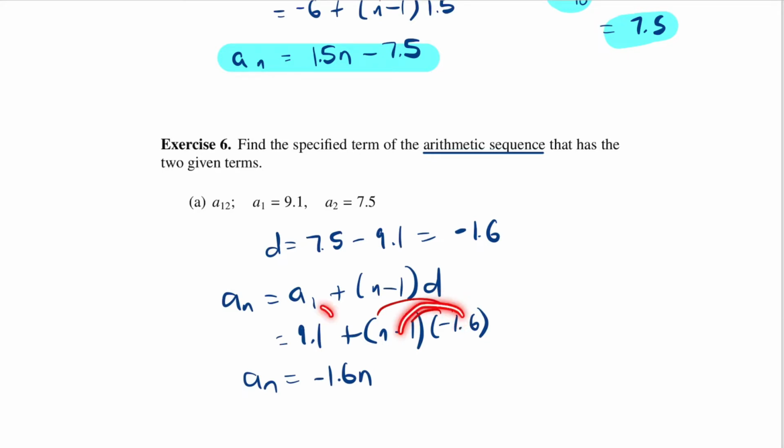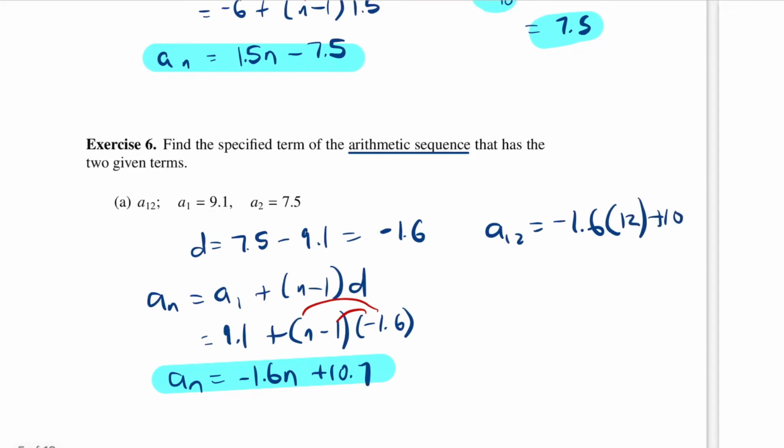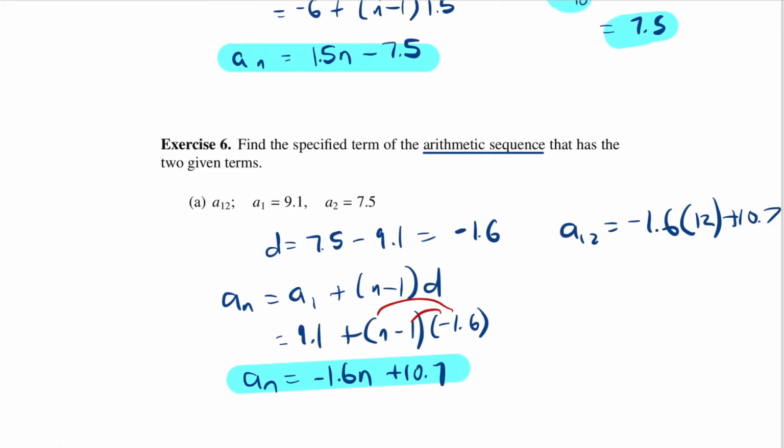So now we know the nth term. Now we can substitute any values we want for n. And they specifically are asking for the 12th term. So let's find the 12th term. Plug in 12 for n. And let's see what that is. I'm getting negative 8.5. That should do it. That is our final answer. Okay, let's keep moving here.